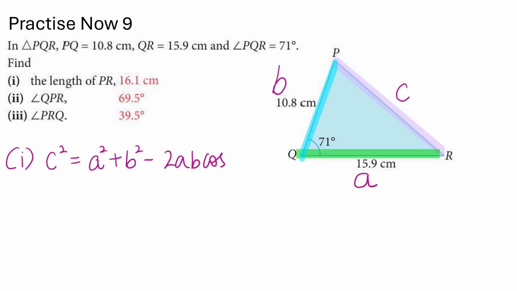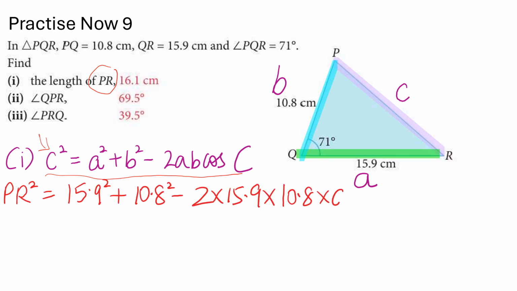So that will be c squared, the length highlighted in pink. Then what does c represent? Usually I advise students to write down the formula first, and then fill in what you're supposed to find, with the correct label. In this case, for part 1, what represents C is your length PR. So replace the letter C with PR. So that will be PR squared equals 15.9 squared plus 10.8 squared, minus 2 times 15.9 times 10.8 times cosine 71. Your angle C is this one here. I forgot to label it.